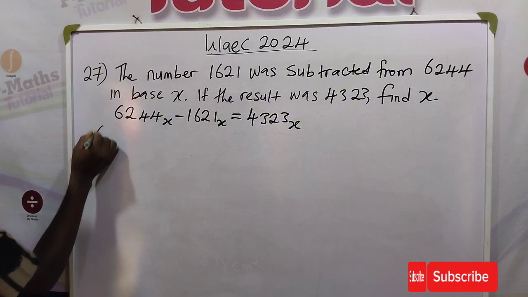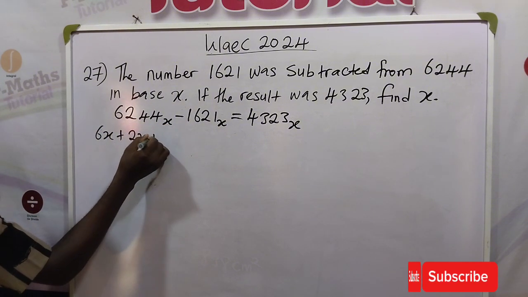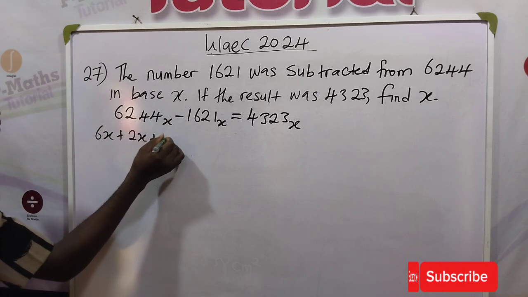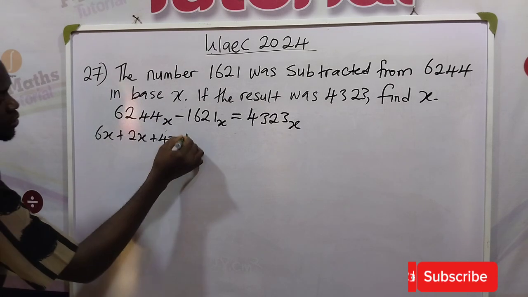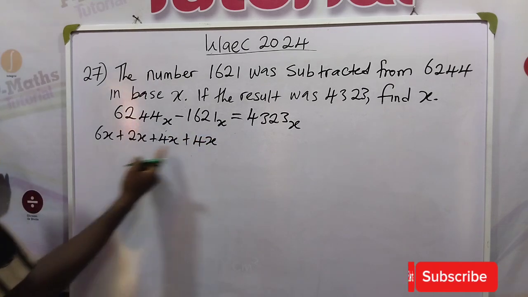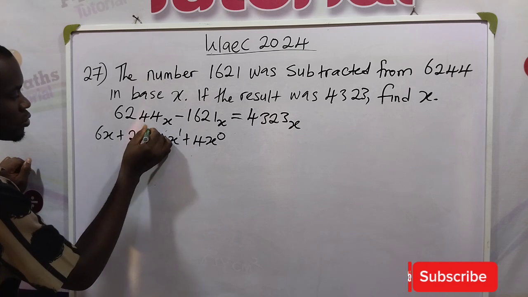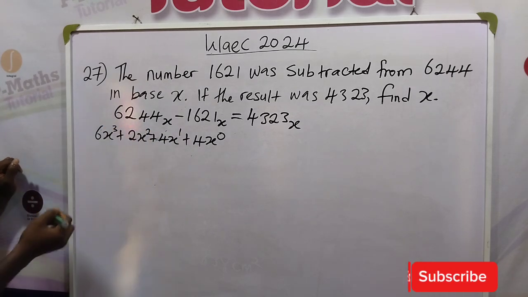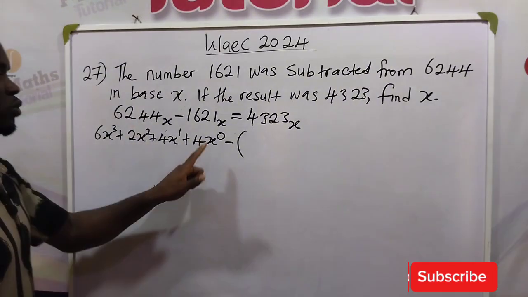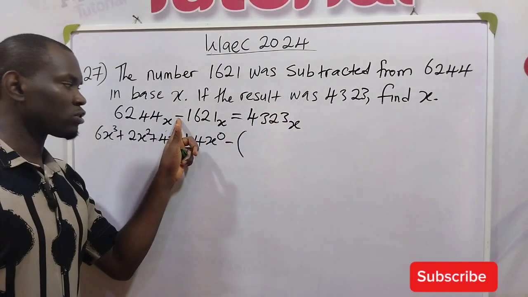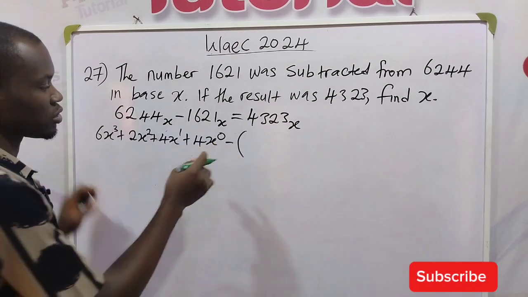So x times 6 will give us 6x. X times 2 will give us 2x, plus x times 4 will give us 4x. X times 4 again, we have 4x. Then you assign your indices from 0, 1, 2, and 3. Then over here, minus, open a bracket, because this minus will affect everything. So we use a bracket to affect all the operations.